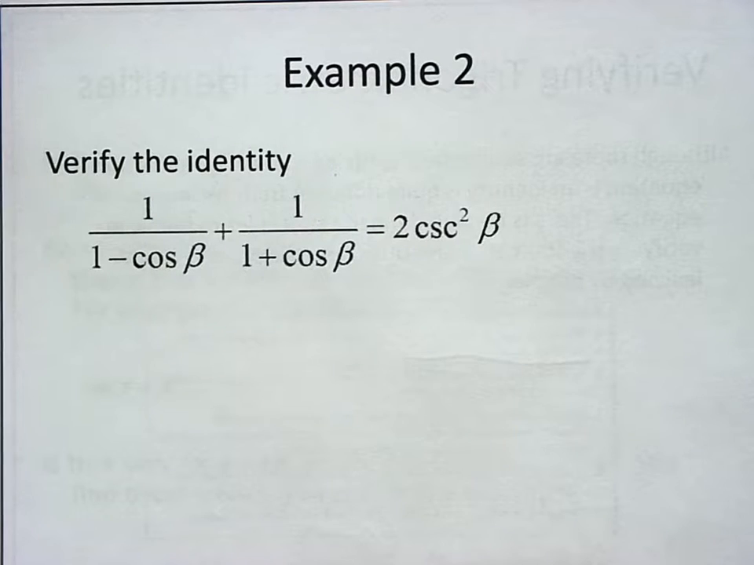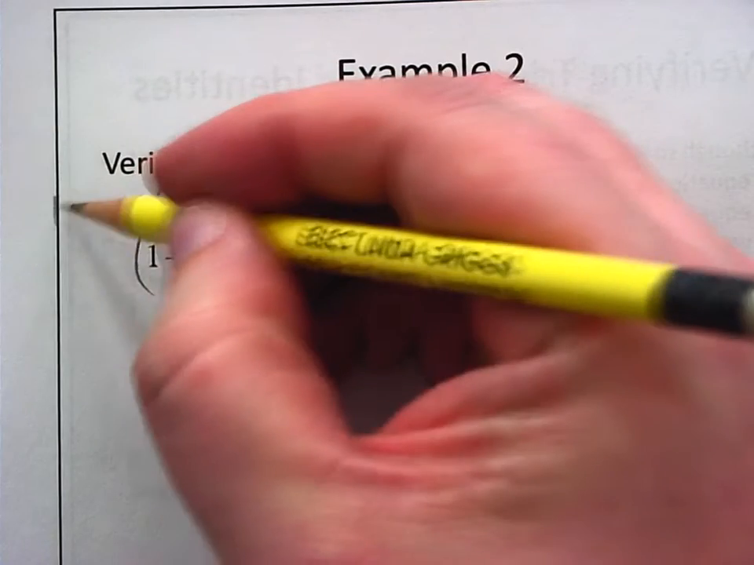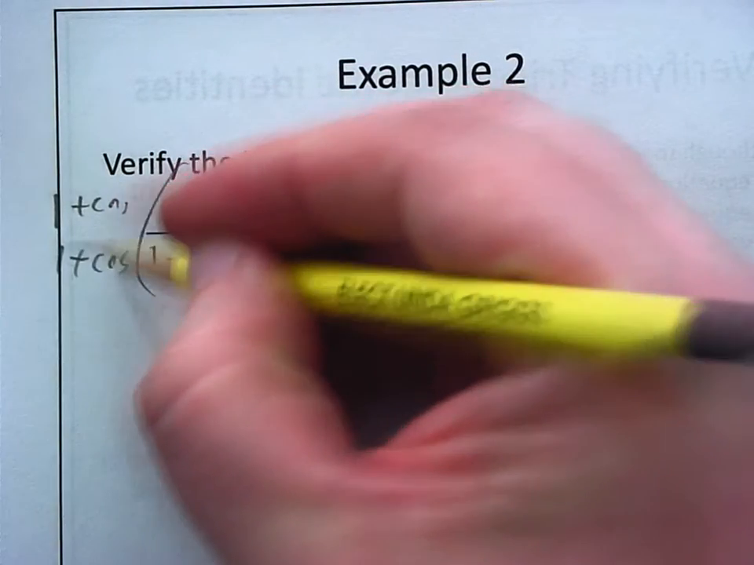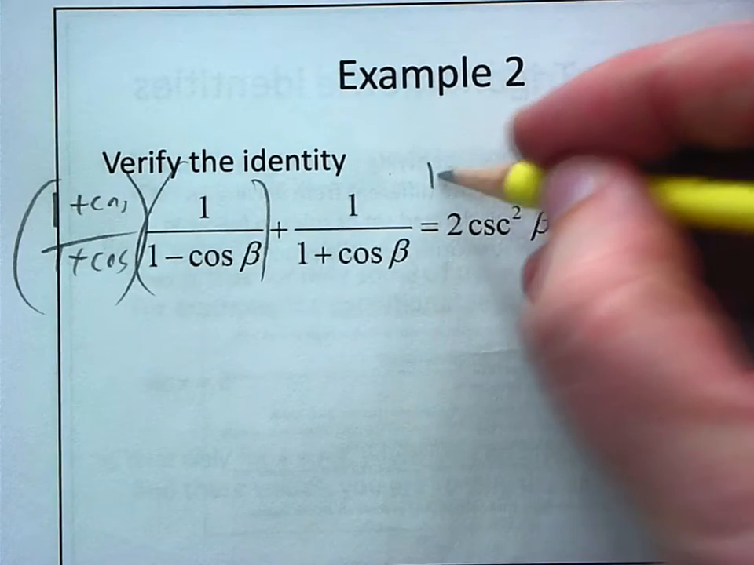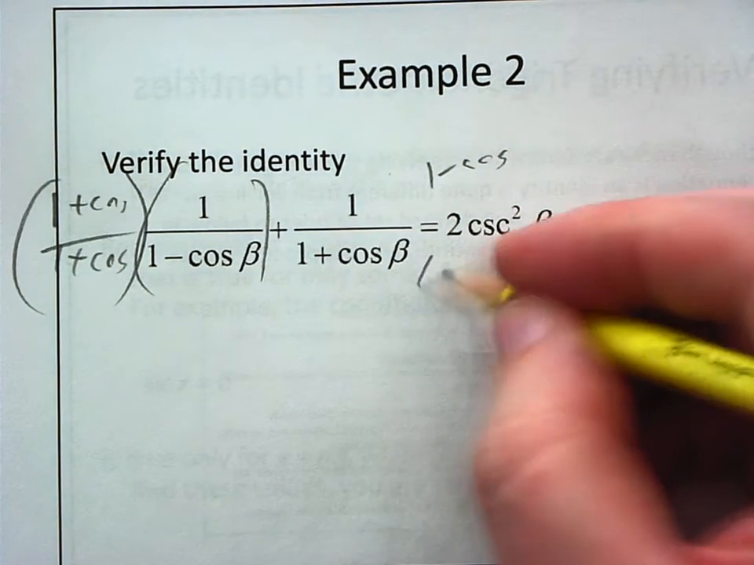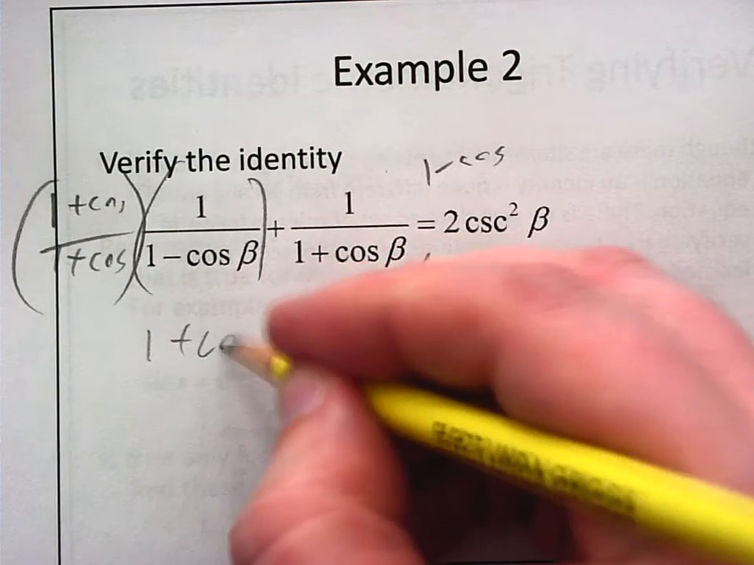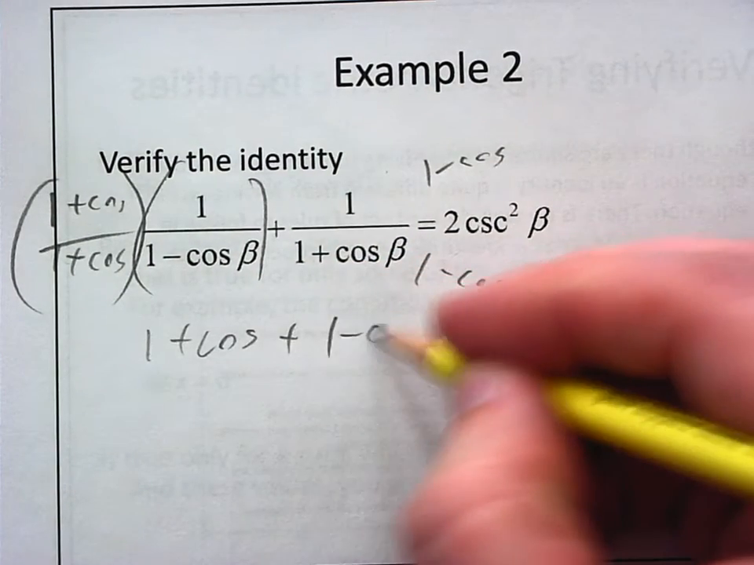Verify this identity. Which side is more complex? Left. Any ideas? Yeah, because the denominators are what compared to each other? Conjugates. If I multiply this one times 1 plus cosine over 1 plus cosine, and this one times 1 minus cosine over 1 minus cosine, in the numerators I'm going to get 1 plus cosine plus 1 minus cosine.